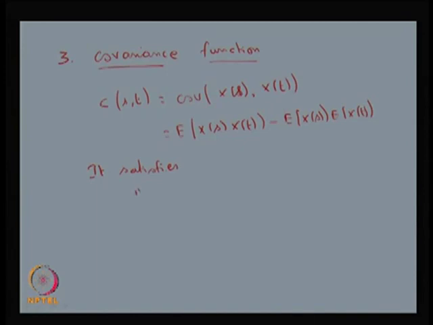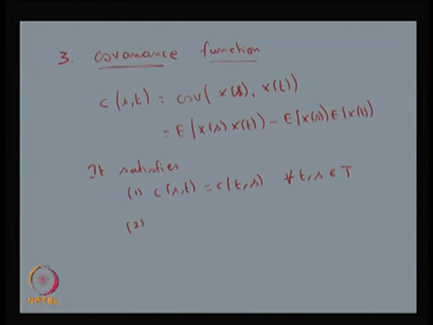the first condition. C of s comma t is the same as C of t comma s for all t comma s belonging to capital T, where capital T is the parameter space. From the parameter space, if you take any two t and s, then the covariance function of s comma t is the same as that of t comma s.